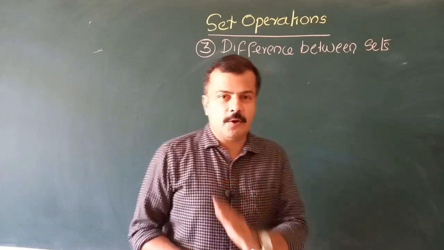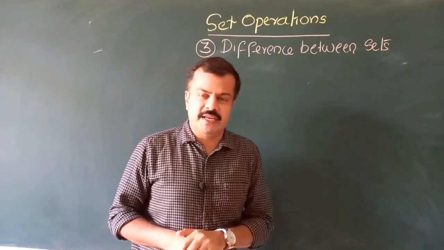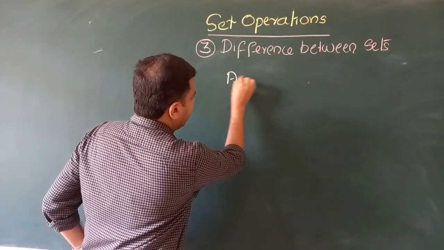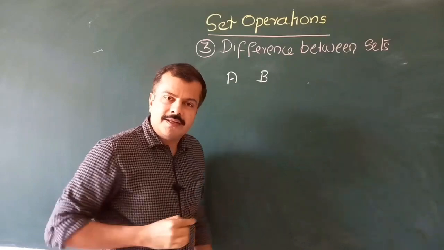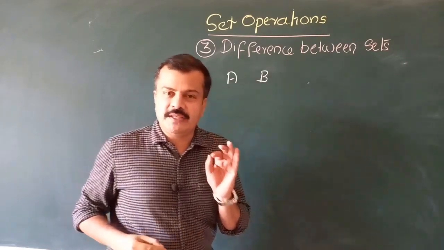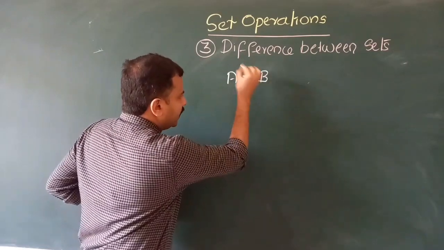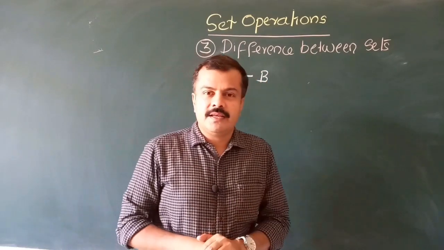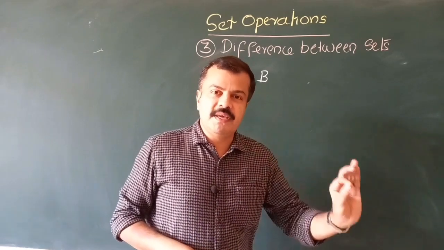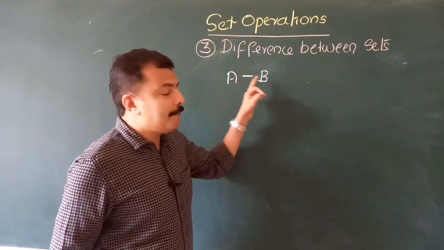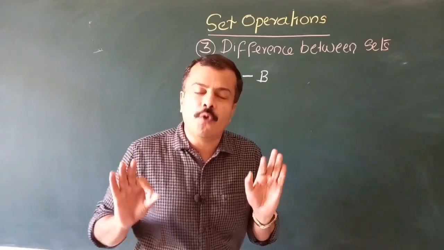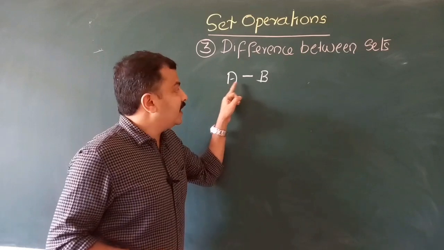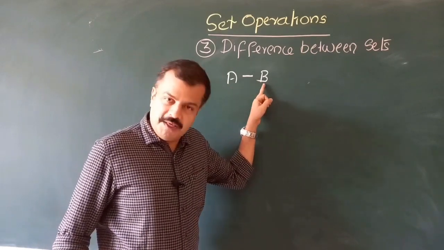Now we have the third operation, namely the difference between set. Now let us suppose that we have two sets. Let us say that we have set A as well as set B. Now the difference between the two sets, let us call it as A minus B, the difference of B from the set A, consists of all those elements that belong to the set A but do not belong to the set B.